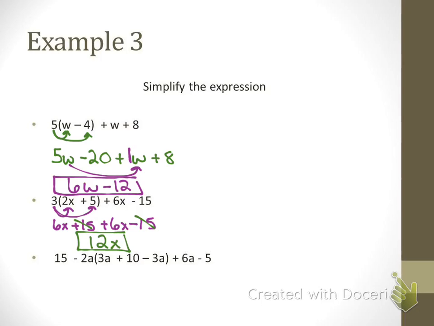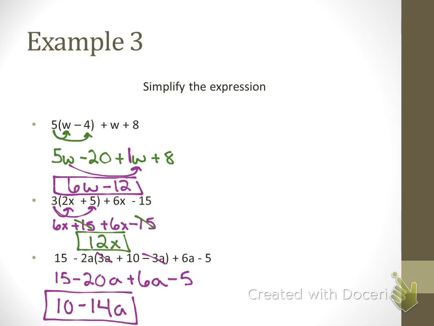All right, so do you see anything inside these parentheses that can cancel out before I even solve anything? The 3a's. They cancel. All right, so now I have 15 minus, what's negative 2a times 10? Negative 20a plus 6a minus 5. And then it's going to be 10 minus 14a. That's about as hard as you'll see them. Did anybody get that one right? 10 minus 14a? One person.